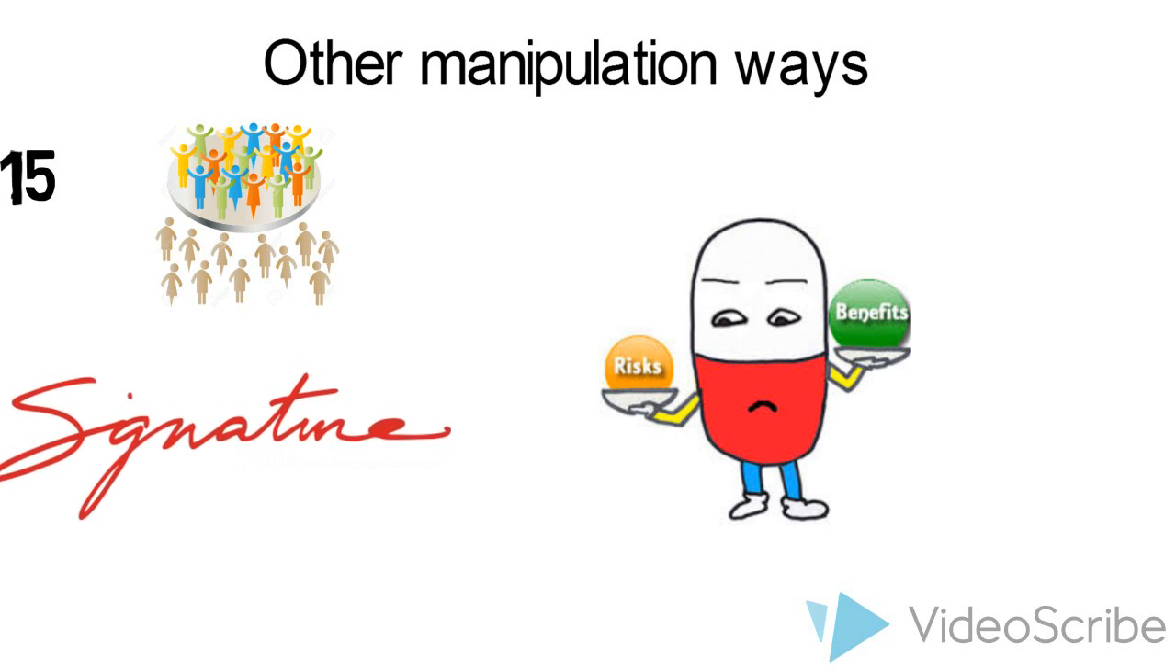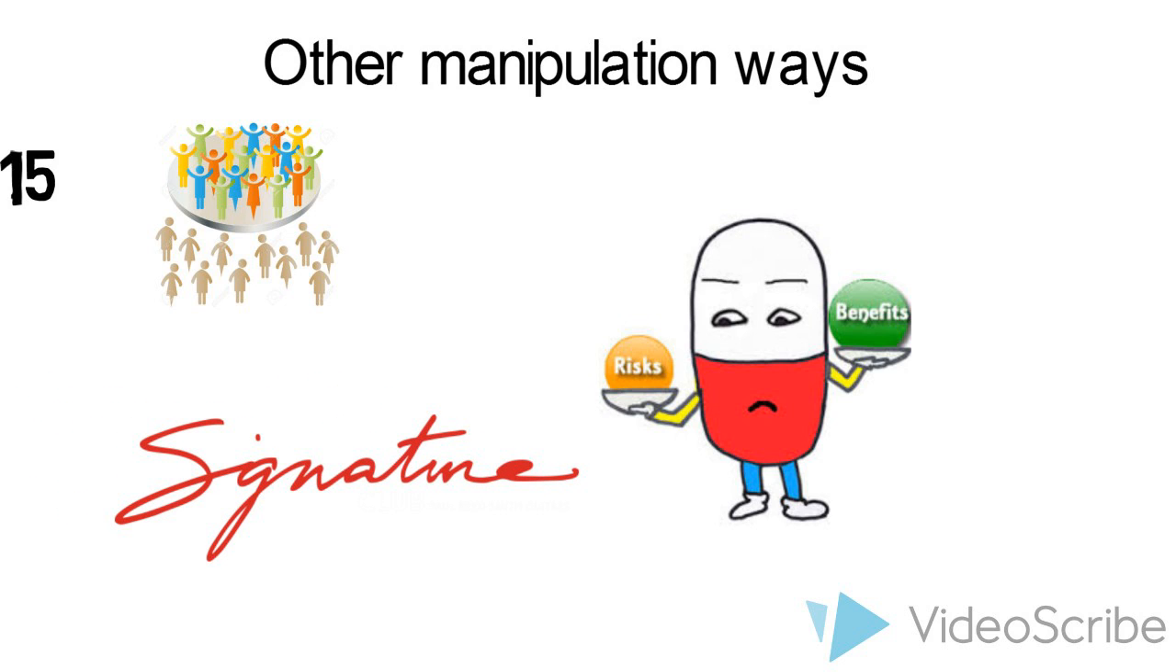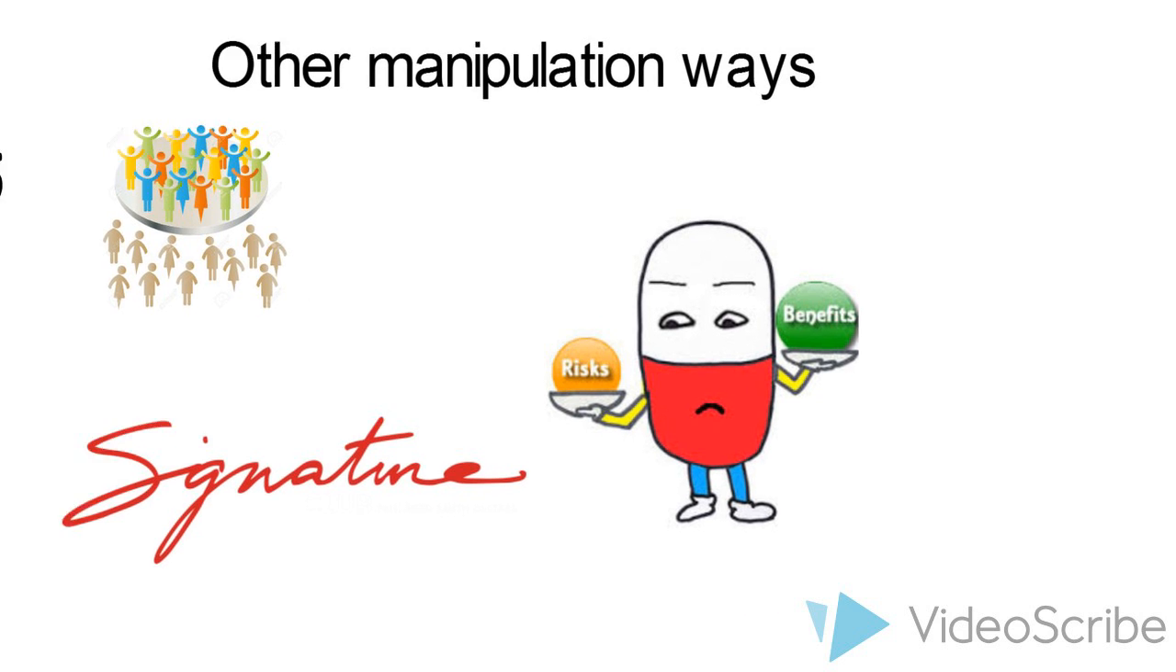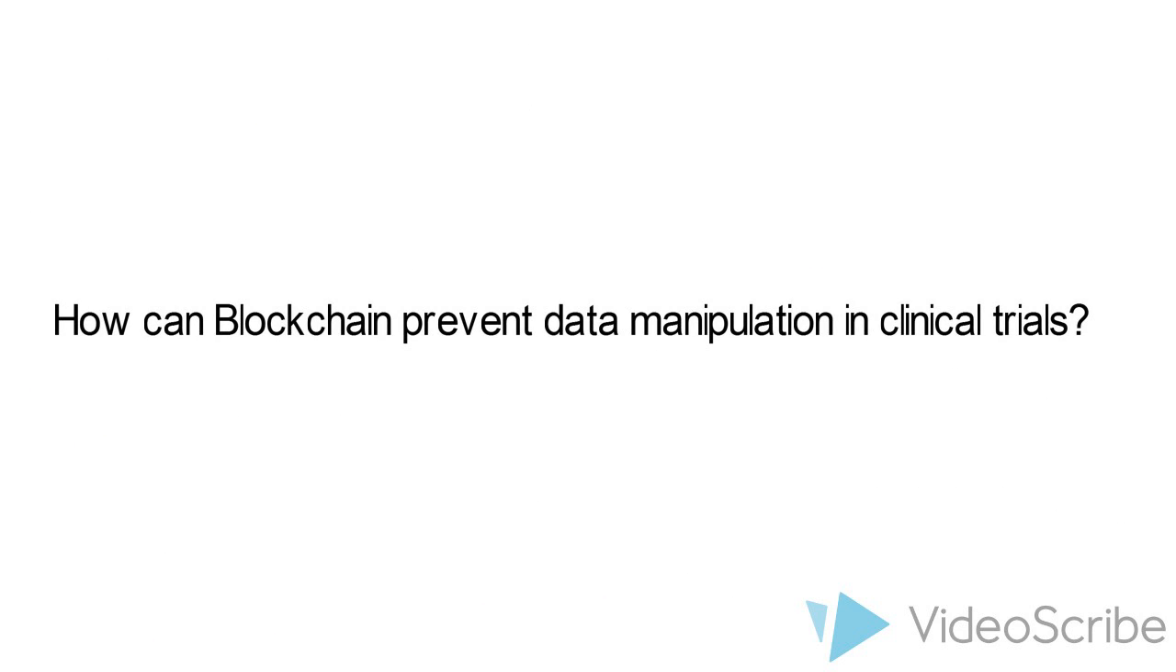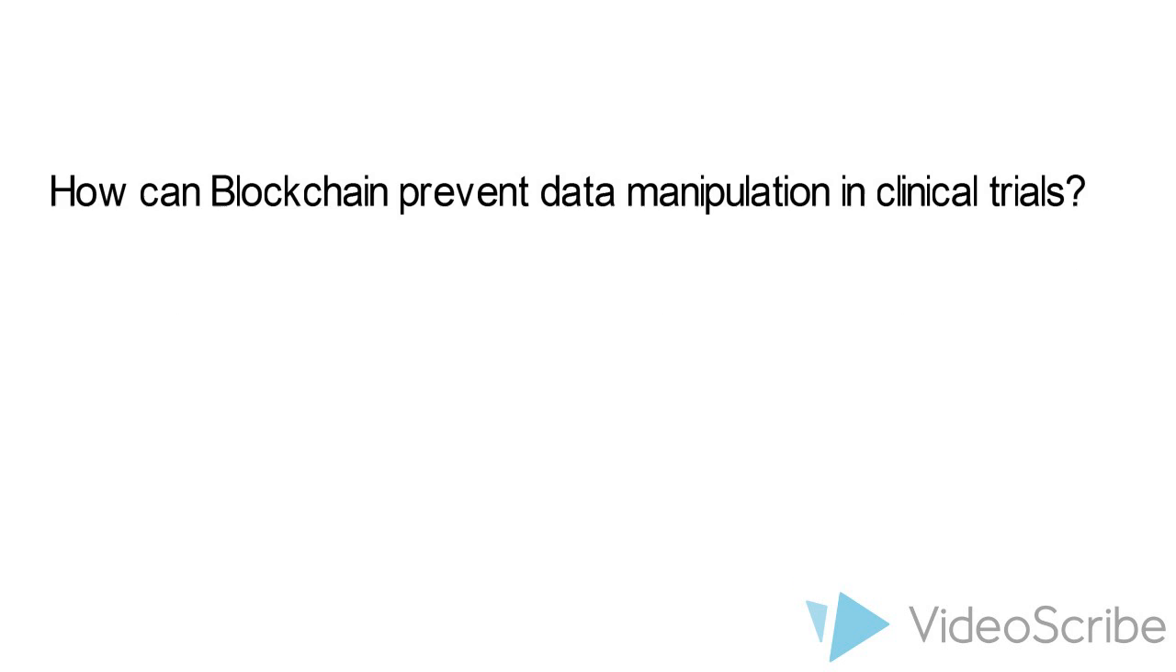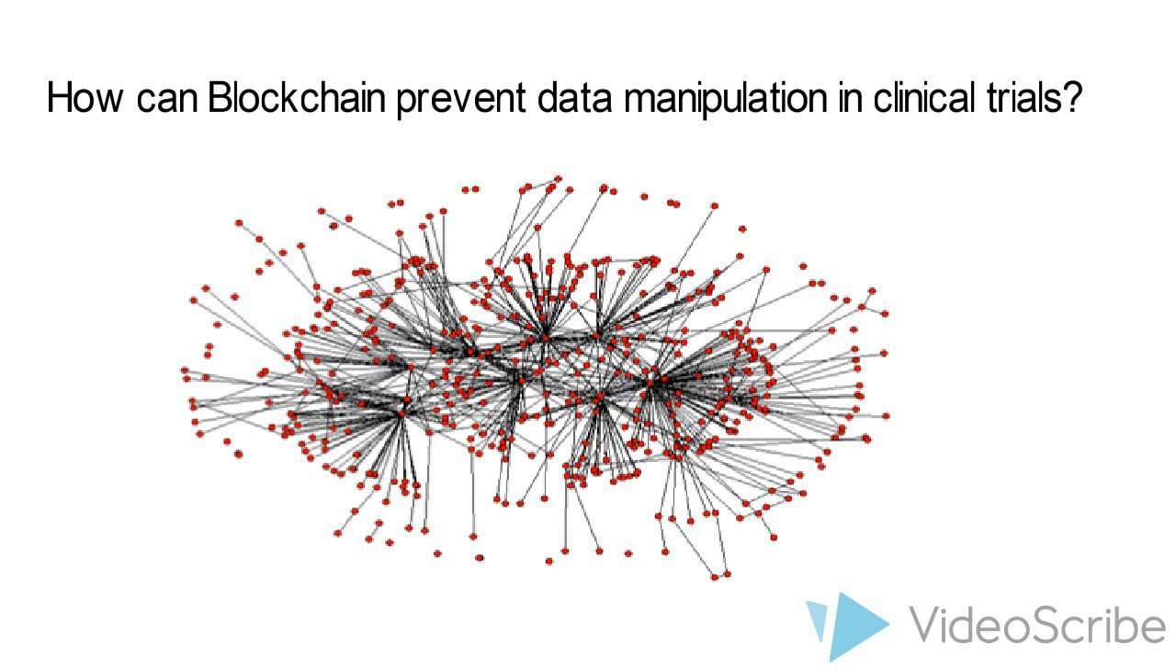Authorship of clinical studies. Some articles or studies are conducted by drug companies, but are officially signed by famous doctors who sometimes haven't read them. How can blockchain prevent data manipulation in clinical trials?